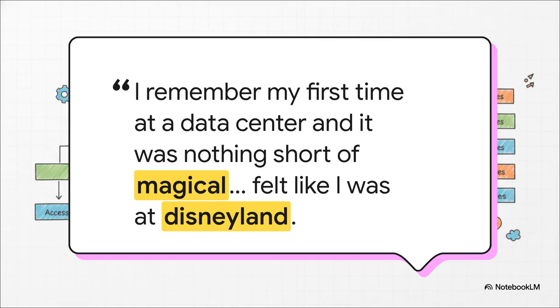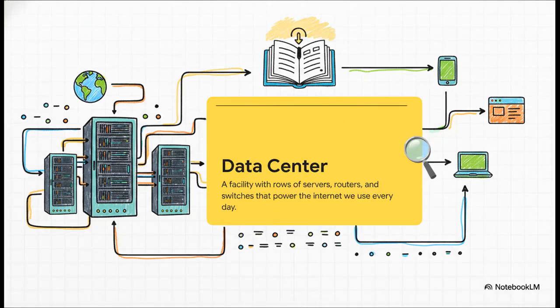The first time you walk into one of these places, it's just incredible. It's this buzzing, humming, physical heart of the internet. And really, to understand tech today, you got to understand how these places are put together. So, what exactly is a data center? Well, think of it this way. It's a massive, specialized building packed with rows and rows of computers. Kind of like a giant library, but instead of books, it stores pretty much every website, every app, and all the data you access online.